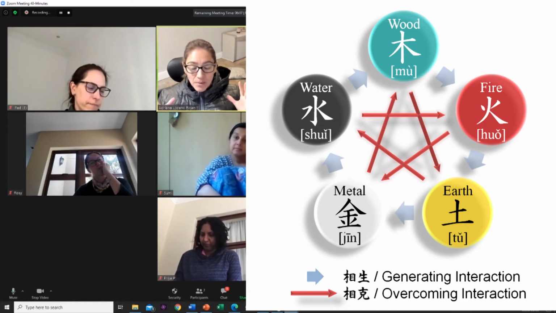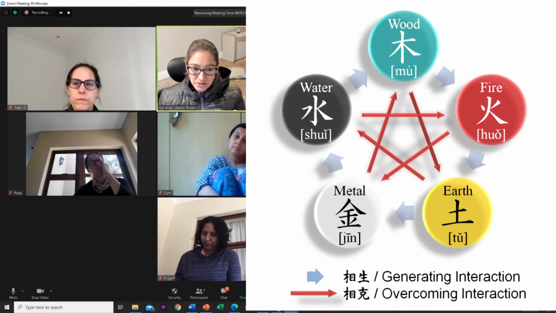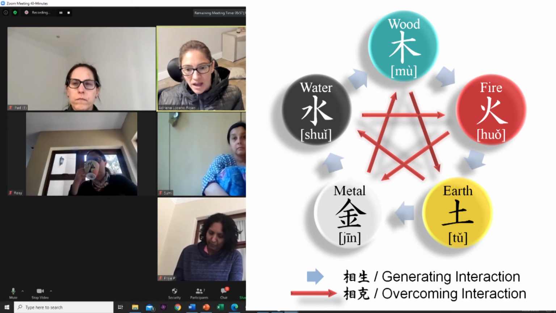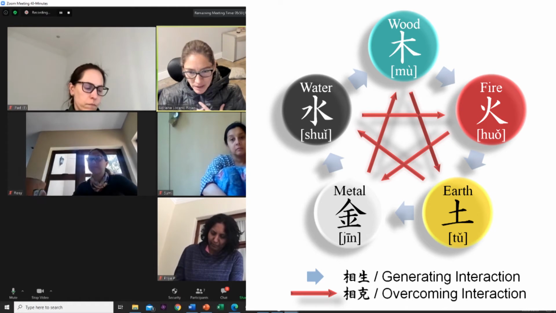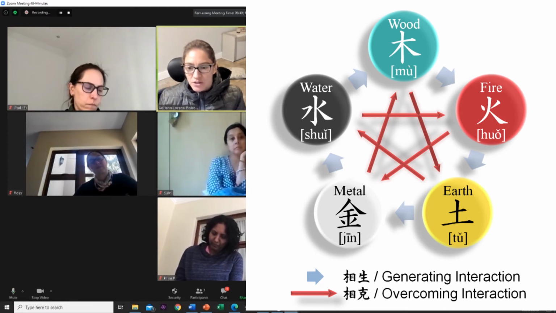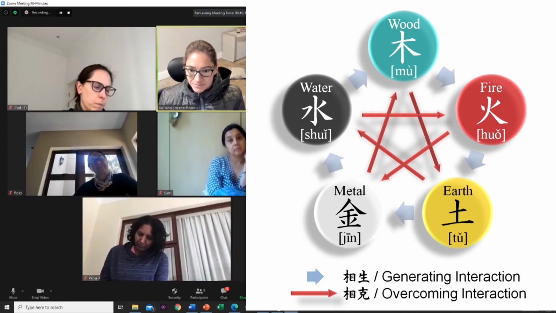So we have constructive cycles and we have destructive cycles. And this one that I was mentioning, when we abuse of the elements, we have a destructive cycle. So what we have to do in somebody's body and in our own body is to return the element to feel balanced. We have to return the element to feel balanced.